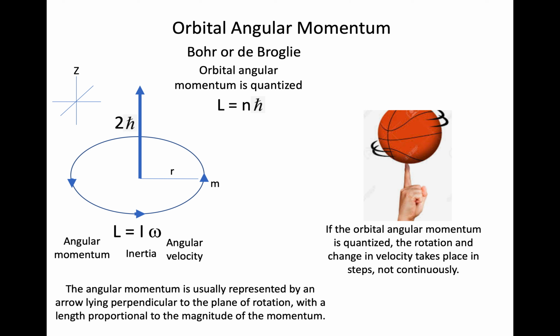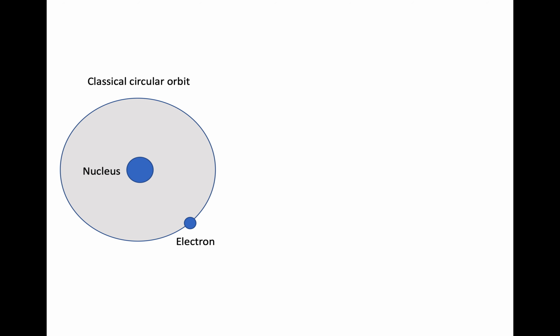If the orbital angular momentum is quantized, let's say you were spinning a ball around, you could change the rotation, you could change the velocity, but it would have to take place in discrete steps. It couldn't continuously change. So you can imagine it perhaps in our head, but that's not the macroscopic world that we have. But that is now what it means when we begin to have another aspect be quantized. So classically then we could have a nucleus, an electron, and a circular orbit around it.